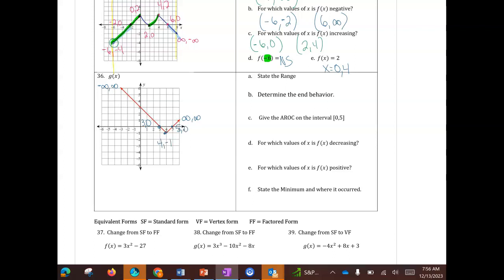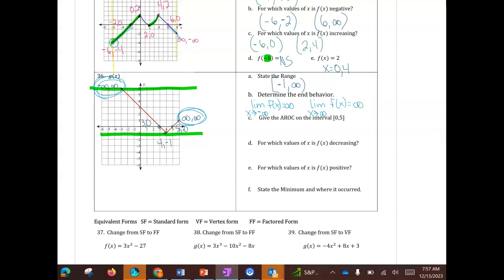All right, my range. So my range is going to be my low y value to my upper y value. So that's going to give me a -1 and infinity. My end behavior. So end behavior we write like this. And then I want to know, what is my function doing? So on the left side, when my x is -infinity, my function is going up infinity. And on the right side, when my x is getting bigger, the function is also going up.